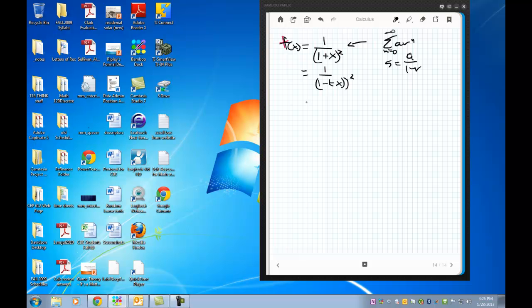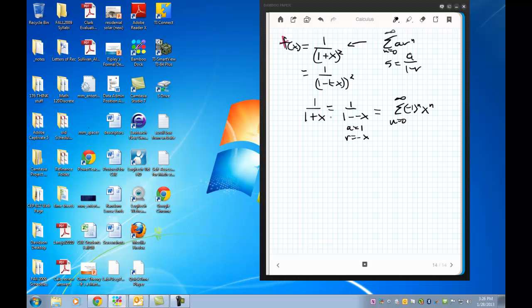Well, let's think about this. Doesn't this smell a whole lot like 1 over 1 plus x, which we know is 1 over 1 minus negative x? A is 1, r is negative x, right? And I know that this turns into the sum as n goes from 0 to infinity of negative 1 to the n times x to the n, because I just did a two-step there. All right, so there's a problem though. This thing doesn't have a squared.